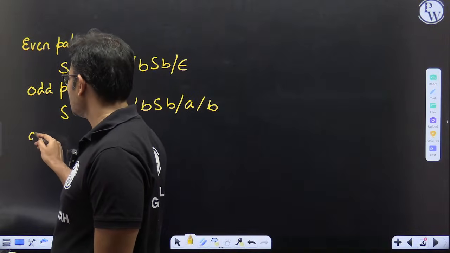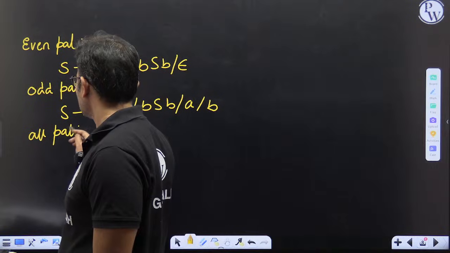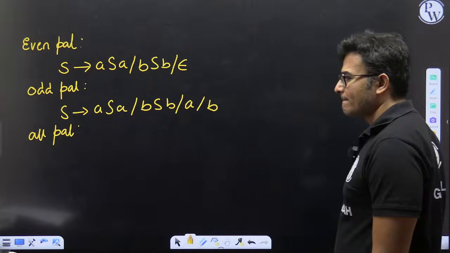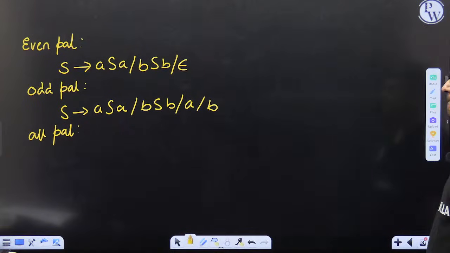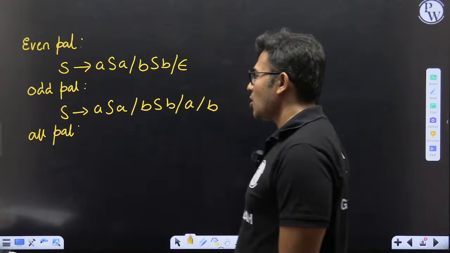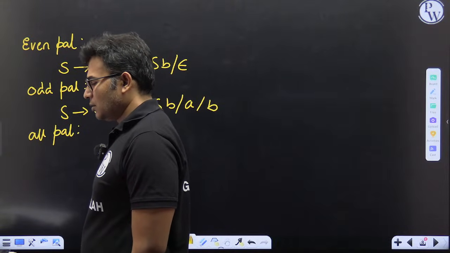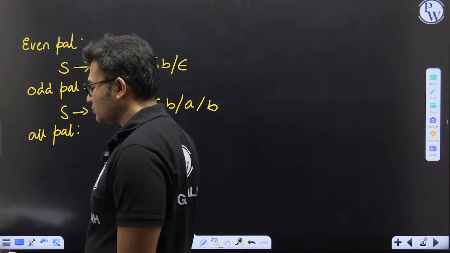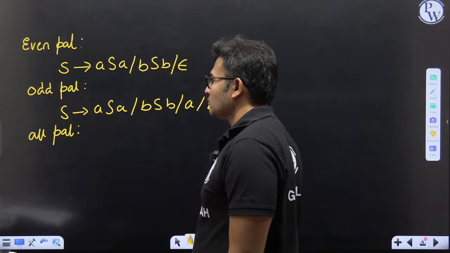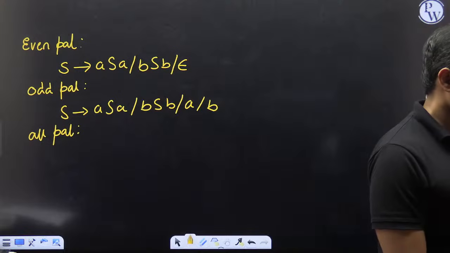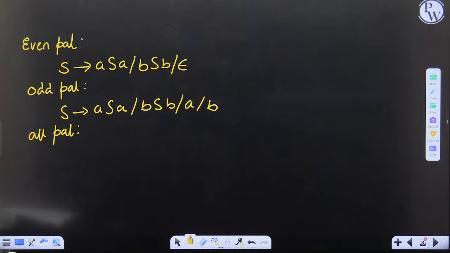Give me the context-free grammar for all palindromes, both even and odd.